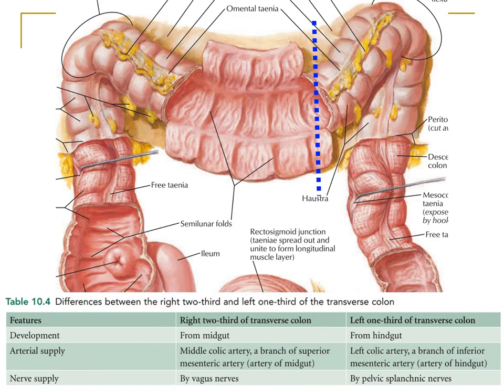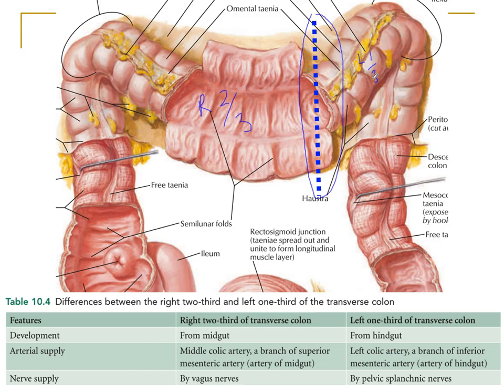The transverse colon is divided into the right two-third part and the left one-third part by a line. Let's consider this an imaginary line, because it is mainly related to development. The right two-third part is developed from the midgut, and the left one-third part is developed from the hindgut. So the development is different, and we have to remember these things.